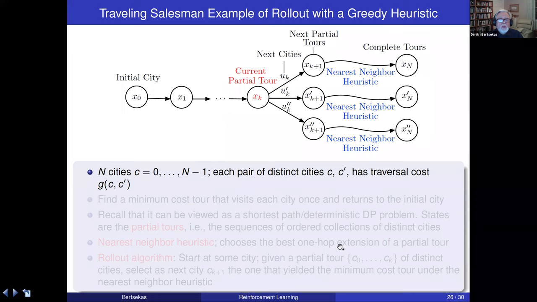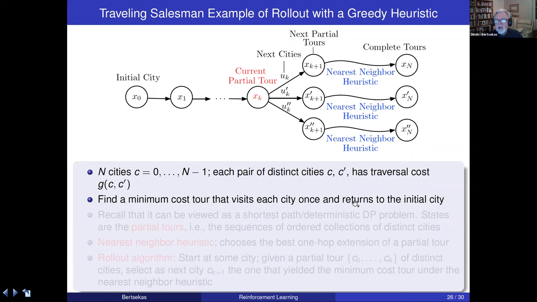The traveling salesman example. We've looked at the traveling salesman problem in previous lectures, and it involves N cities labeled 0 to N minus 1. Going from any one city to another city has a certain cost that we know, G of C prime. And what we want to do is find a minimum cost tour that visits each city once and only once and returns to the initial city.